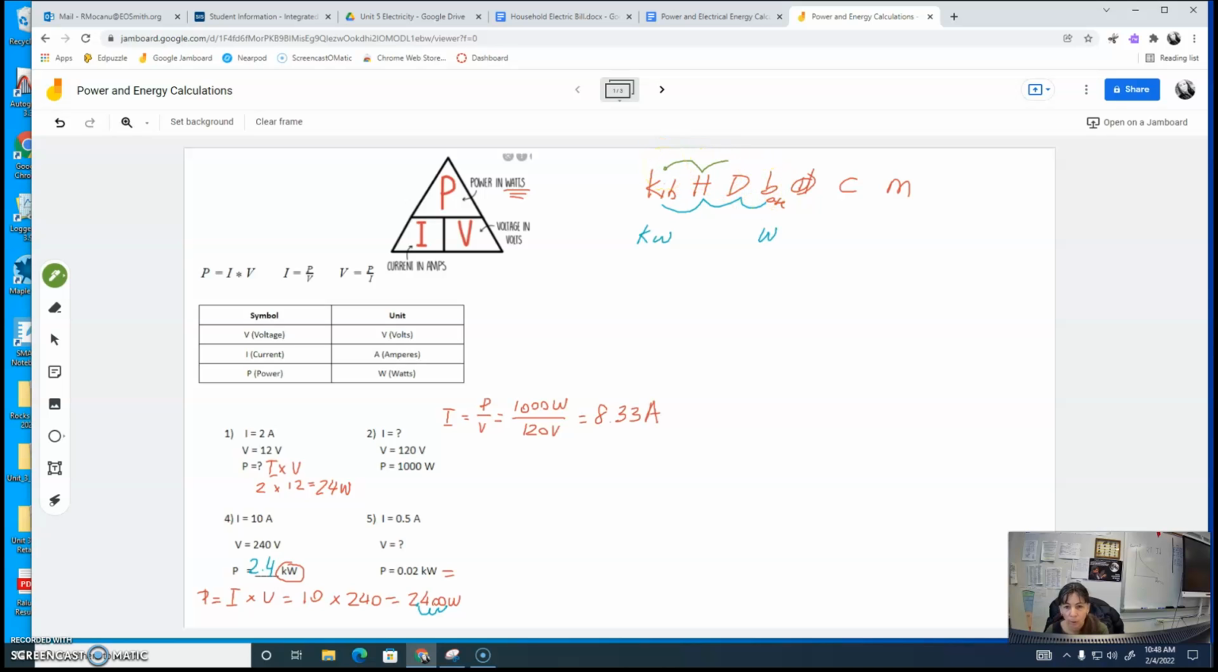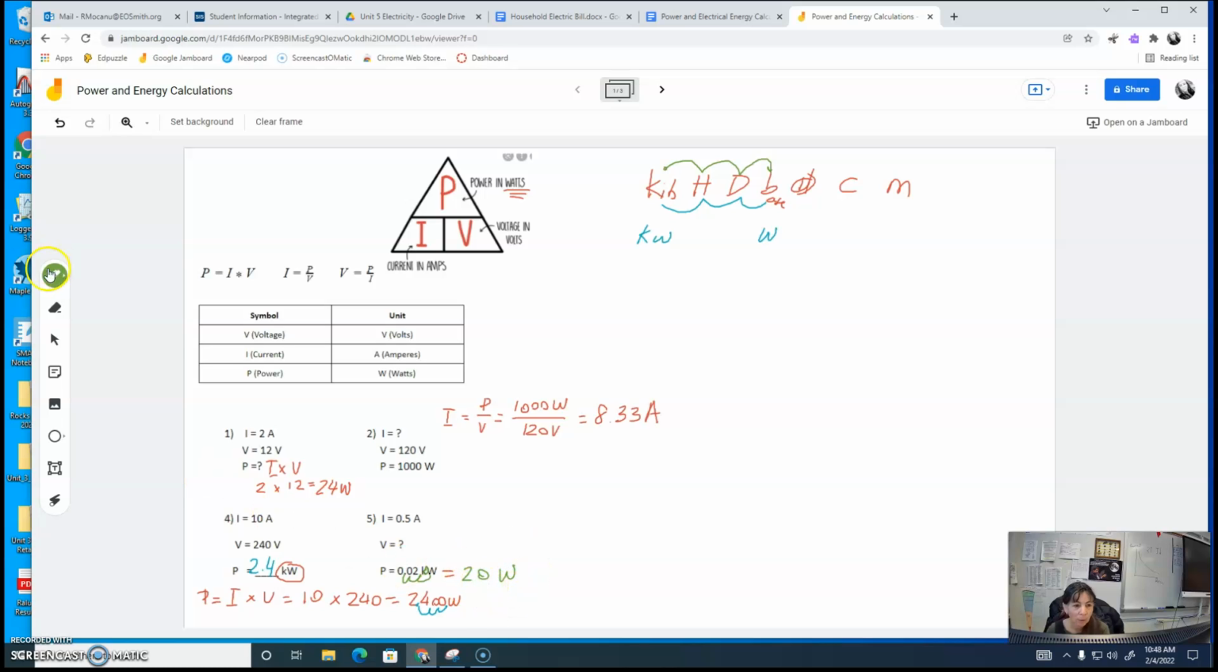So I'm going to go 1, 2, 3 jumps to the right. I'm going to take that decimal point, and do the same thing here. I'm going to go 1, 2, 3 jumps to the right. I'm going to fill any empty space with zeros. And that will give me 20 watts is my conversion from kilowatts to watts.